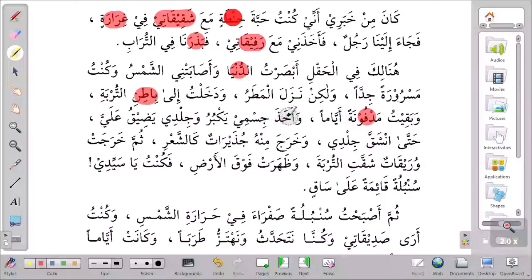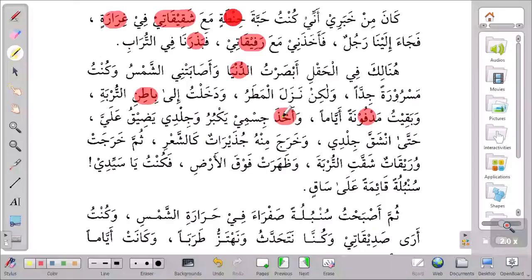Wa akhaza jismi yakburu, and then my body, jismi, my body. This verb here, akhaza, is one of the af'al shuru, and I have mentioned this several times. Af'al shuru are verbs that are used to mean to begin. So here it means my body began to increase in size. Instead of bada'a, he could have just said wa bada'a jismi yakburu, but he didn't use it, he used akhaza.